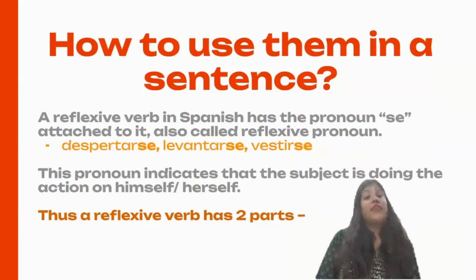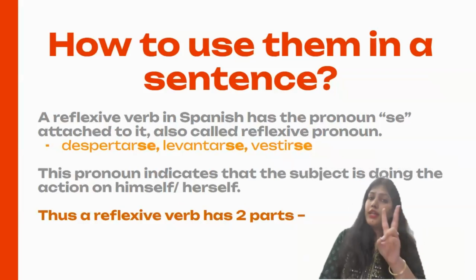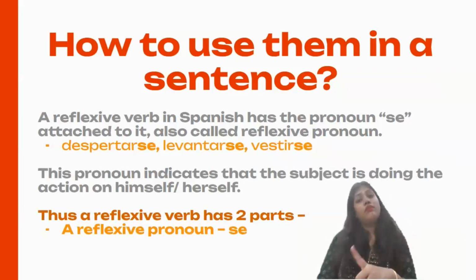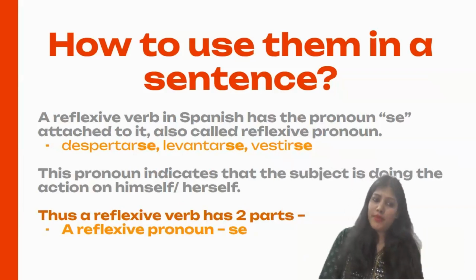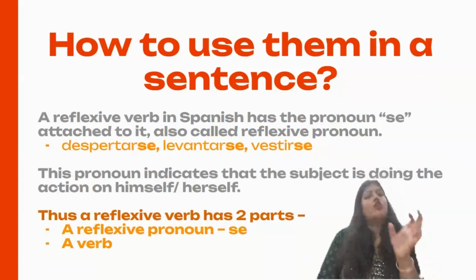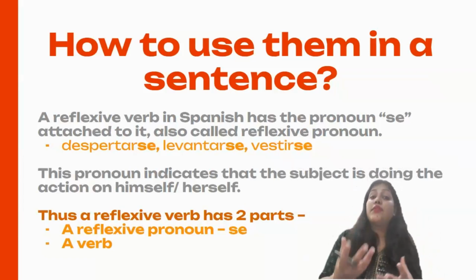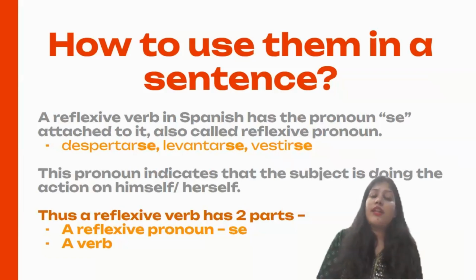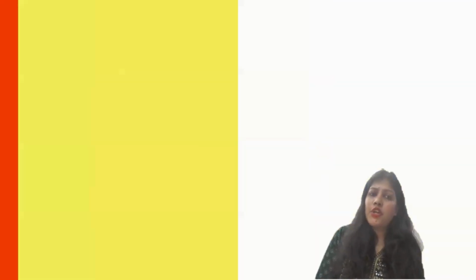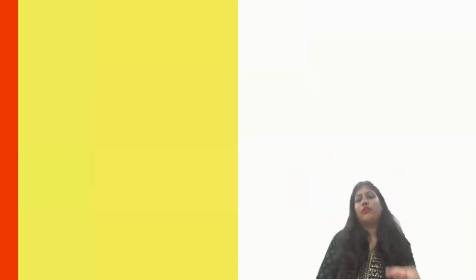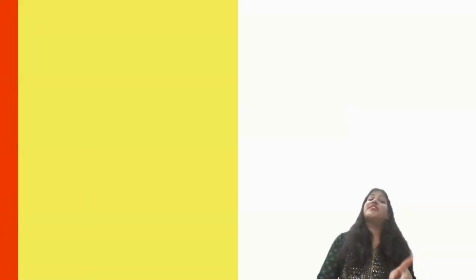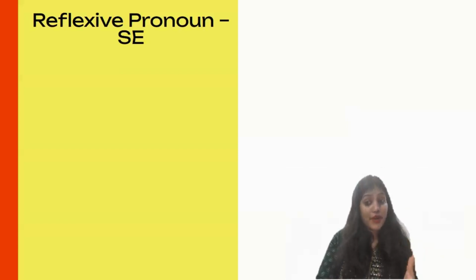Thus a reflexive verb, whenever you conjugate it, will have two parts, children. 1, the reflexive pronoun. 2, the verb itself. Okay? So now we understand what reflexive verbs are. So now let's look at how to conjugate the reflexive verbs in Spanish. So before that, let me break these two parts down for you. How do you conjugate the reflexive pronoun? Yes, we have to conjugate this reflexive pronoun too.